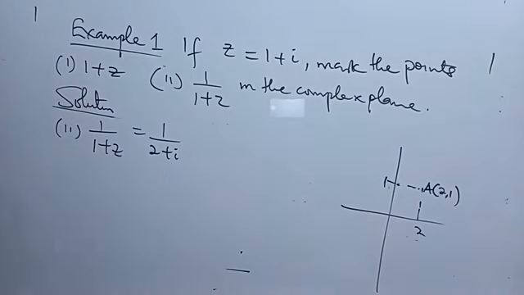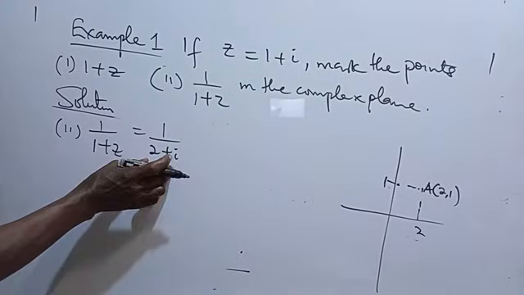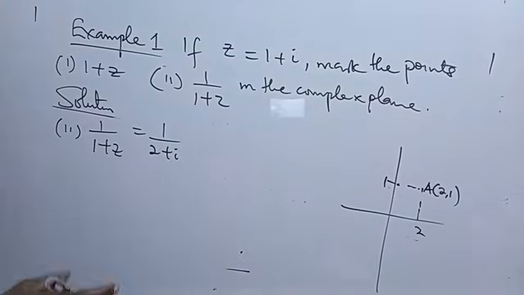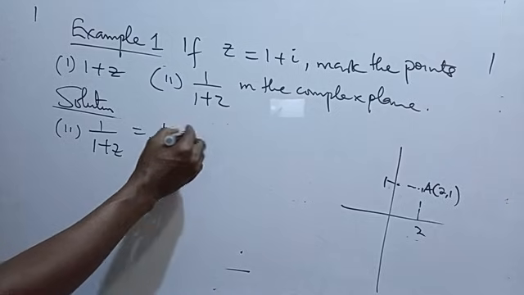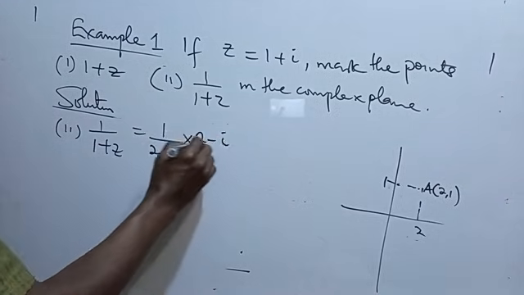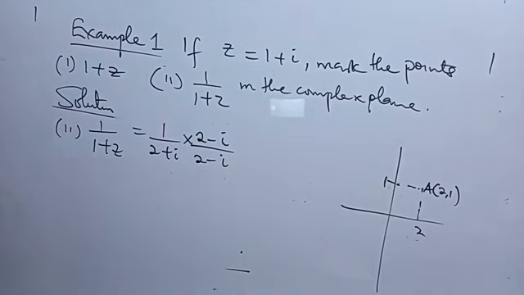Don't forget, I've taught you something about this before, because now you cannot leave it like this, just like a rational sum. So you make it what? This is irrational, you make it to be rational. Multiply by what? The complex conjugate of this. The complex conjugate of 2 plus i is what? 2 minus i. So everything over 2 minus i.